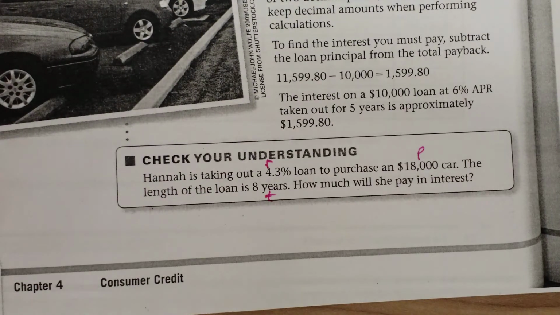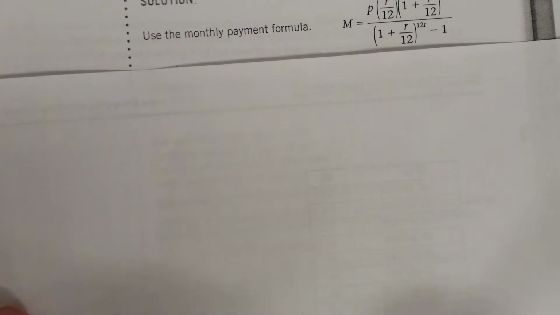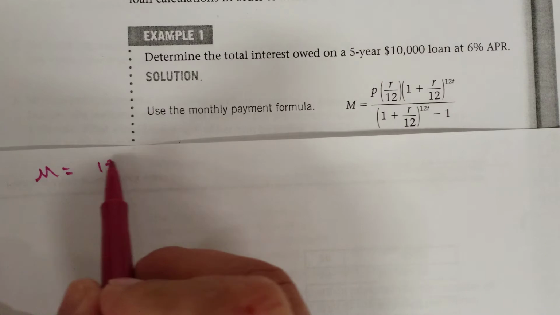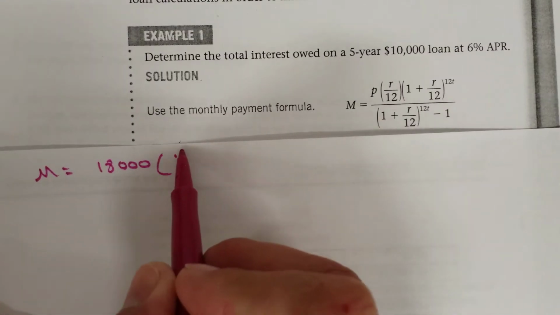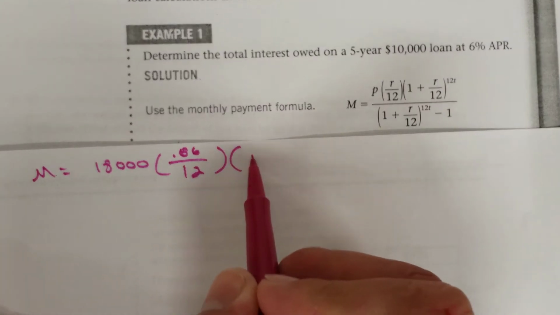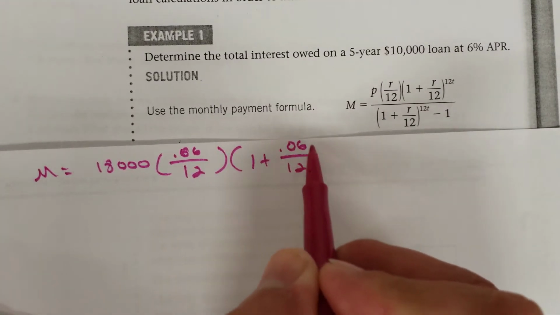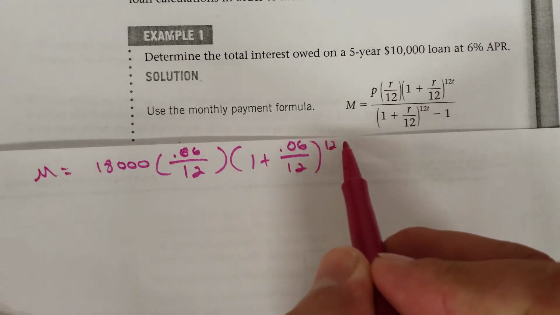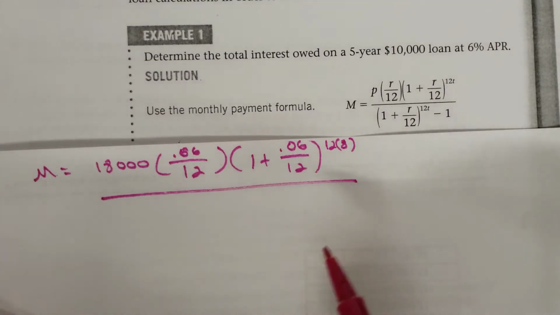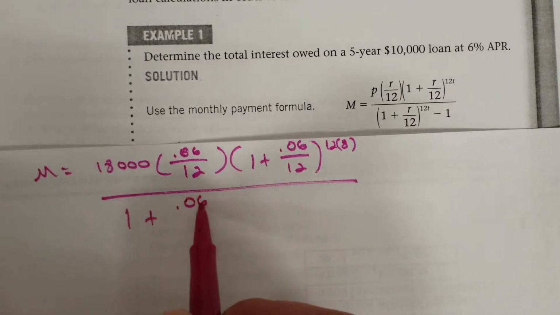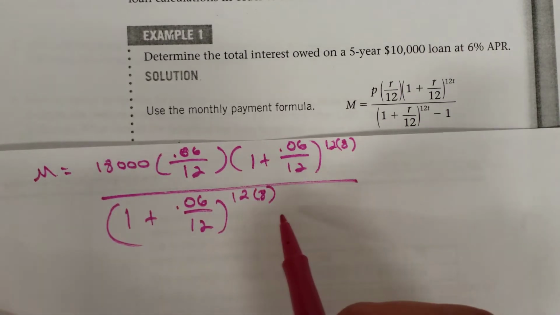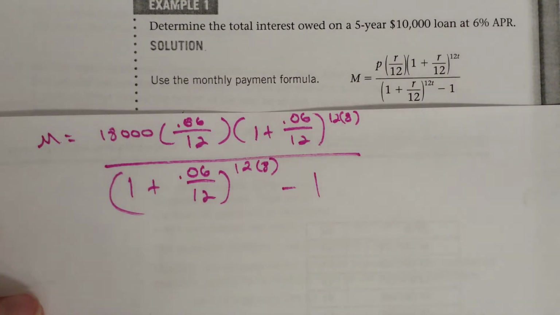So let's figure out how much she's going to pay every month first. We're going to use this formula again. The monthly payment is equal to the principal, 18,000, times R, 0.06 over 12, times 1 plus 0.06 over 12, all to the 12 times T, which this number would be 8. That's your numerator. I know it looks like a lot, but your calculator does all this work for you. Then 1 plus 0.06 over 12, all to the 12 times 8 power again, minus 1, and now we just need to let our calculator do the work.